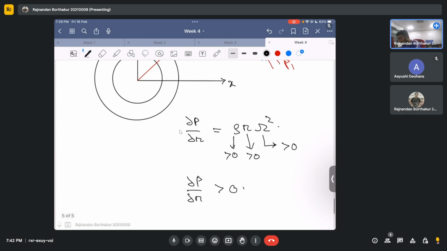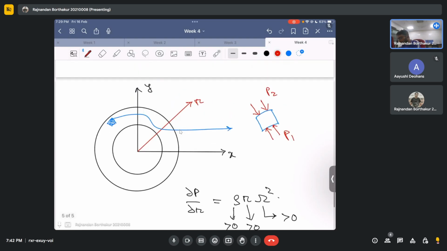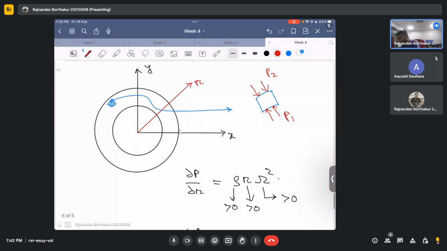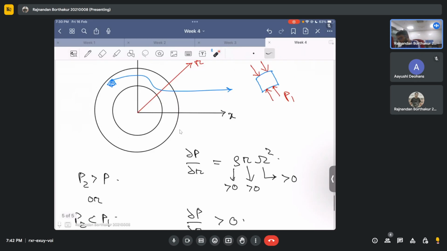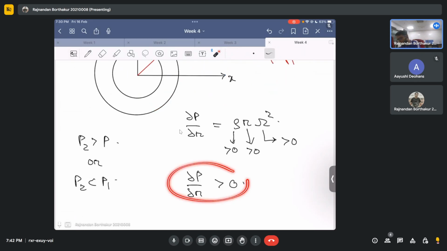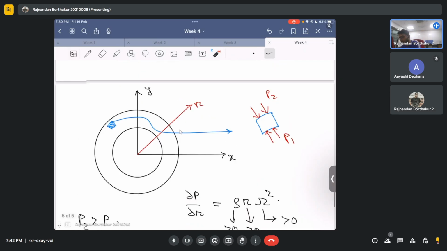This means, since del P by del r is a positive quantity, can you tell me what will be the signs of P? If this is my radial direction, which of these would be true? Is P2 greater than P1 or P2 less than P1? Yeah, P2 greater than P1, exactly. P2 has to be greater than P1. The reason behind this is that since del P by del r is greater than 0, del P essentially has to be greater than 0, and del P is nothing but P2 minus P1, right? And since this is greater than 0, P2 has to be greater than P1, which means the net pressure force.